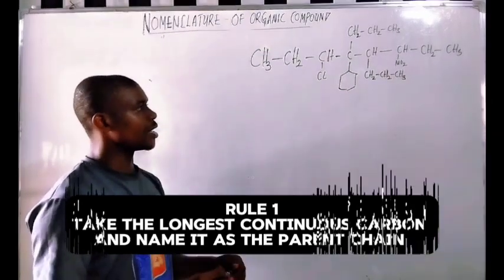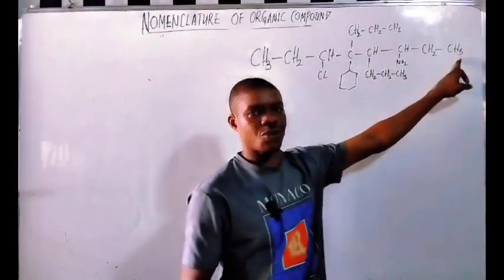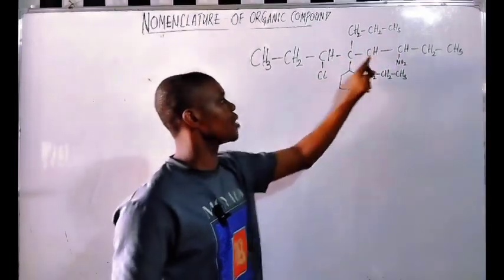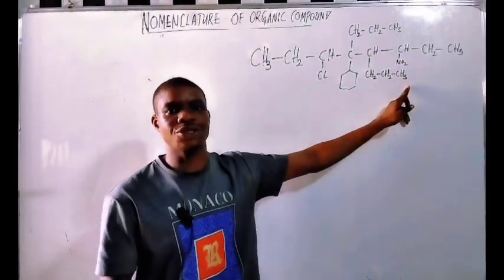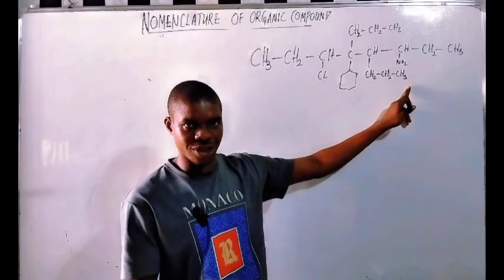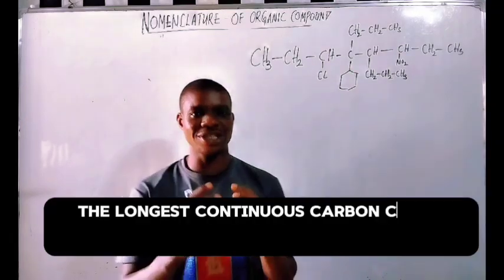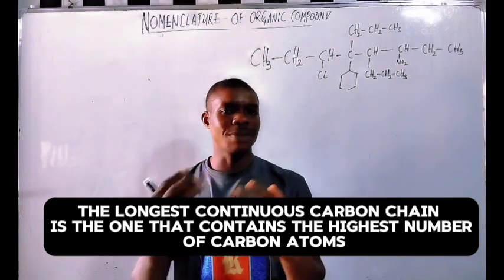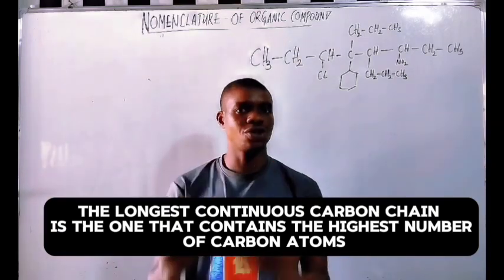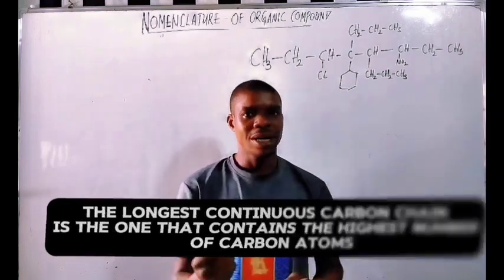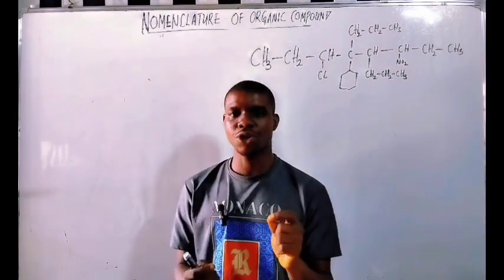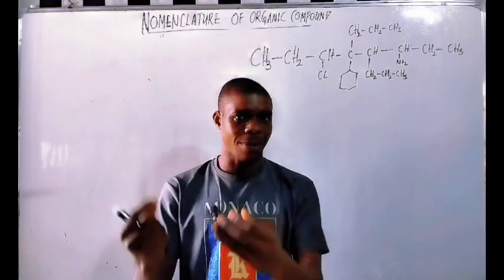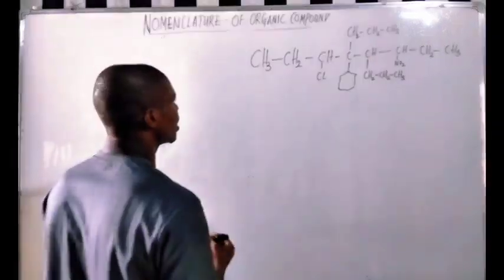From here to here, how many carbon atoms do you have? So you must make sure that you take the longest continuous carbon chain. The longest continuous carbon chain is the chain that contains the highest number of carbon atoms. So your mission before you start naming an organic compound is to make sure that you get the chain that has the highest number of carbon atoms.